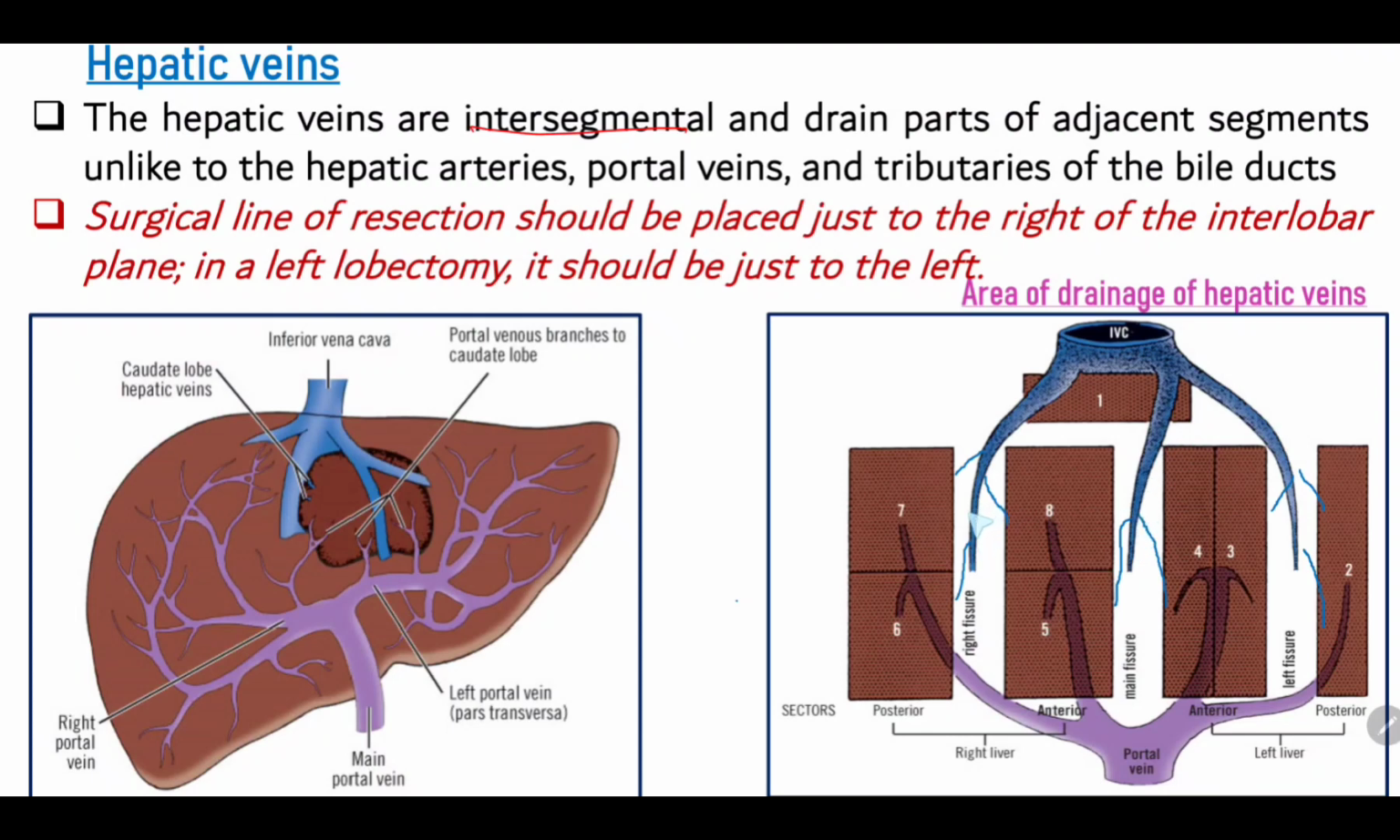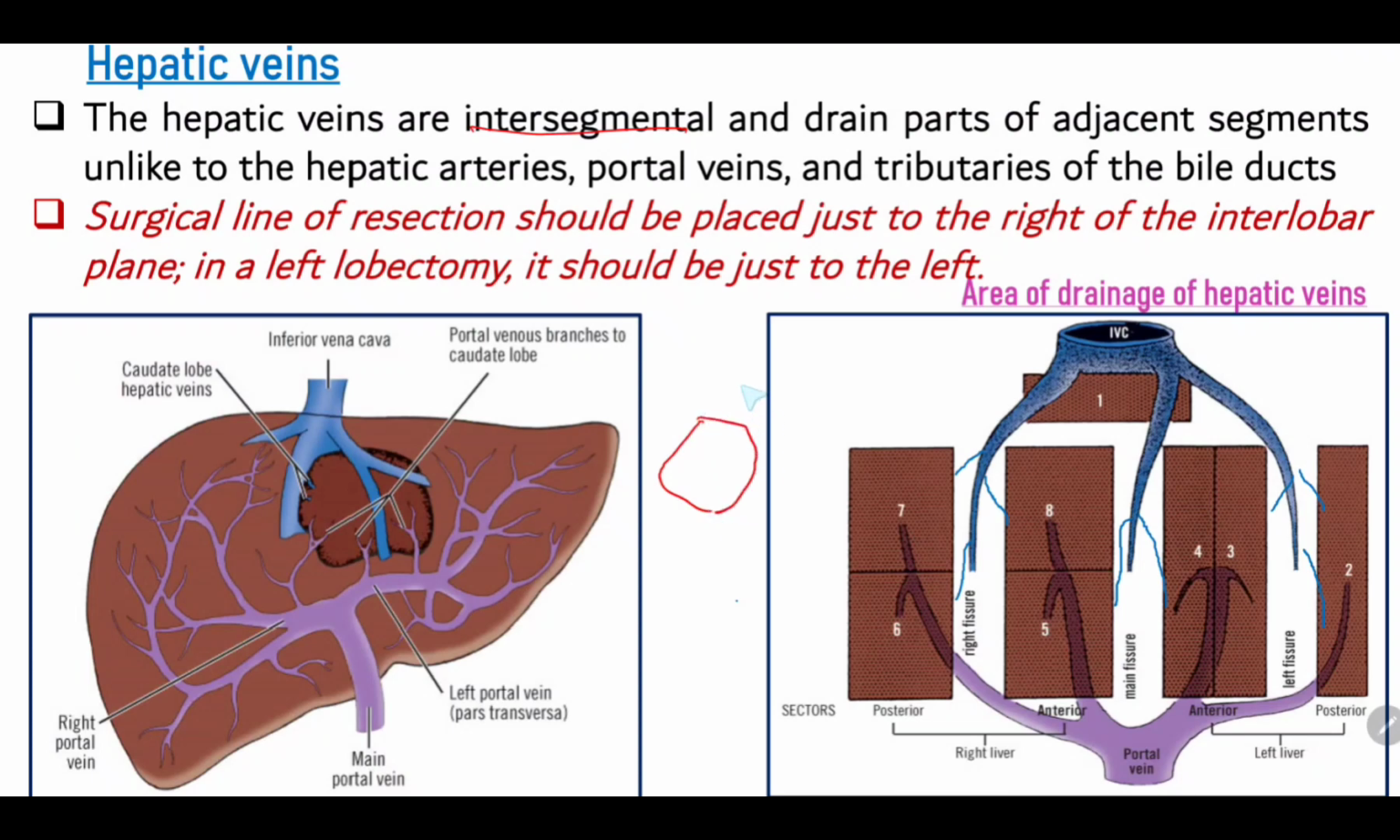If we see the right one, it drains the area number 7, 6 and also the area number 8. So it drains these three hepatic segments. Then what about the intermediate one? It drains the area number 5 and 4. What about the lateral one, or the left one? It drains the area number 3 and 2.